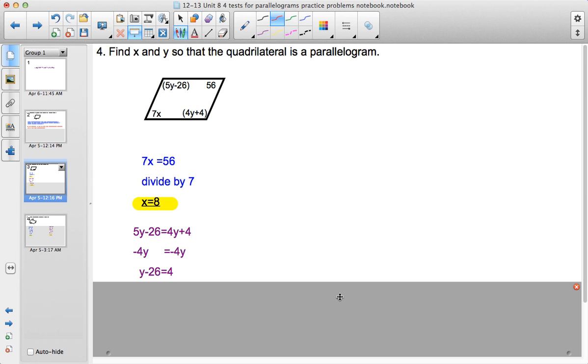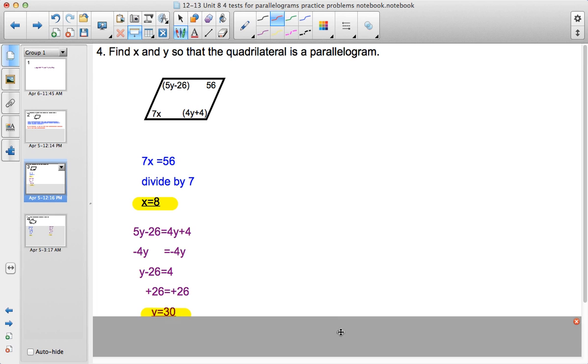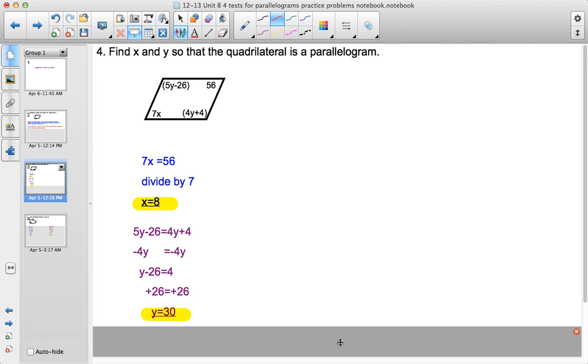Next, we'll add 26 on both sides of the equal sign, and that will cancel out on the left to leave us with just y, and we'll get y equals 30. So if x equals 8 and y equals 30, then the quadrilateral is a parallelogram because both pairs of opposite angles will be congruent.